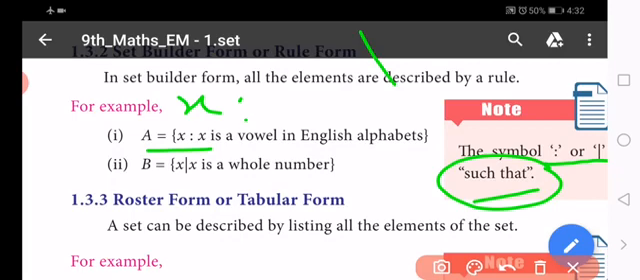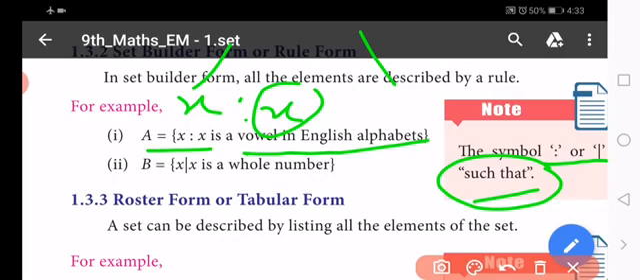This symbol is used to denote "such that", and then we write the property possessed by the elements of the set and enclose the whole description in braces. So what is the description used in the set? That is, which one is the description? Vowels in the English alphabet. We take all the elements as x, and then we tell what x is. So x is a vowel in the English alphabet.